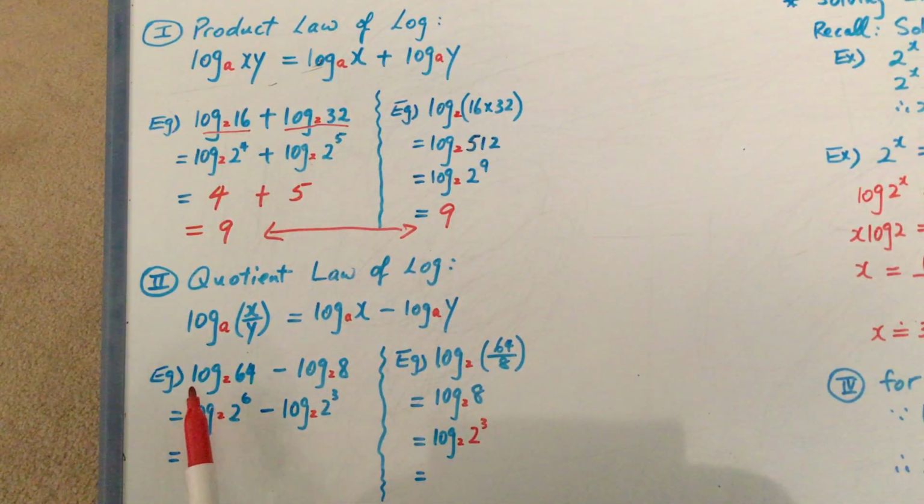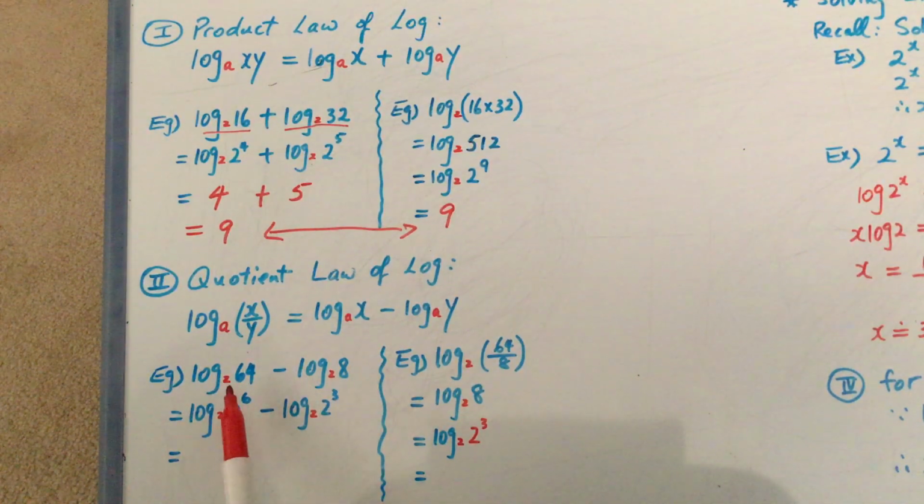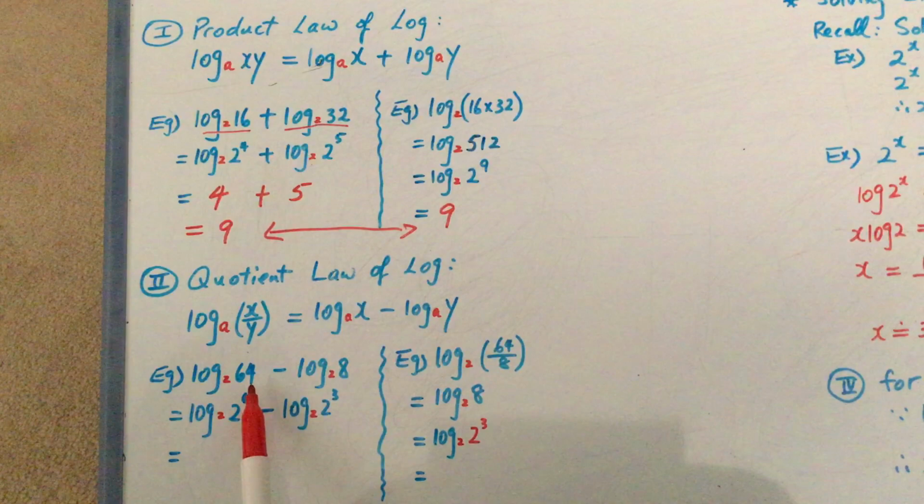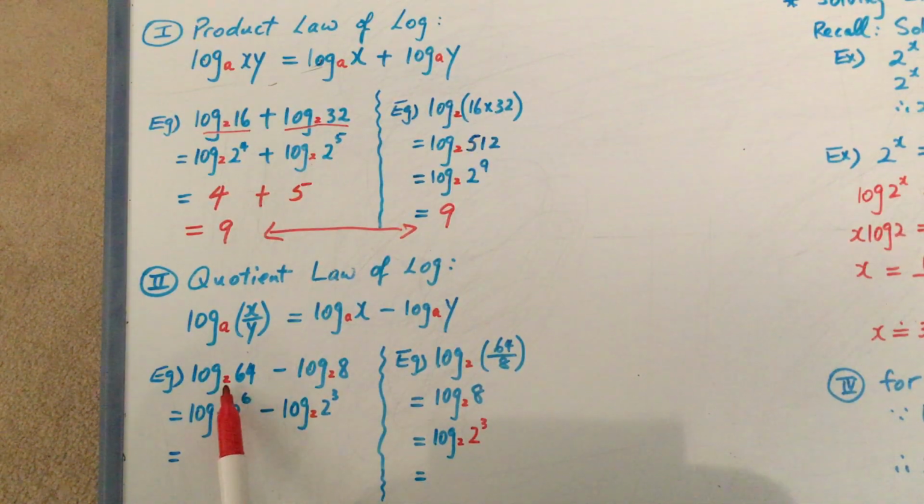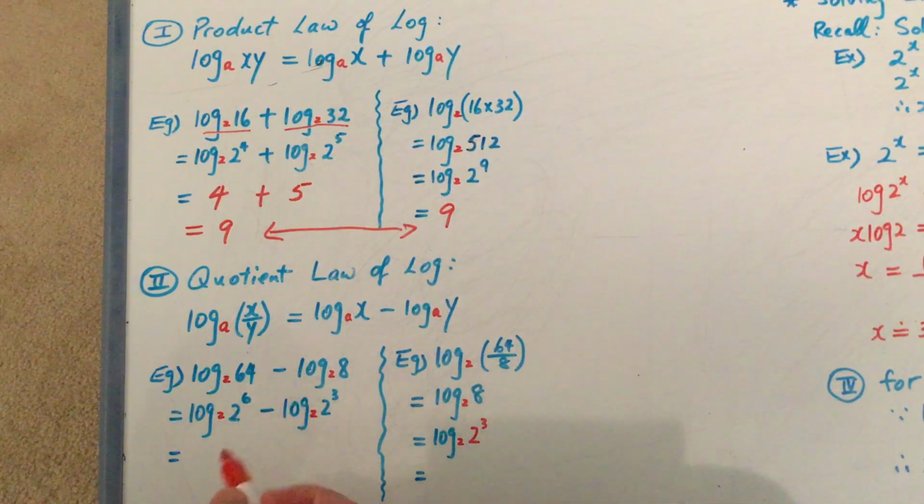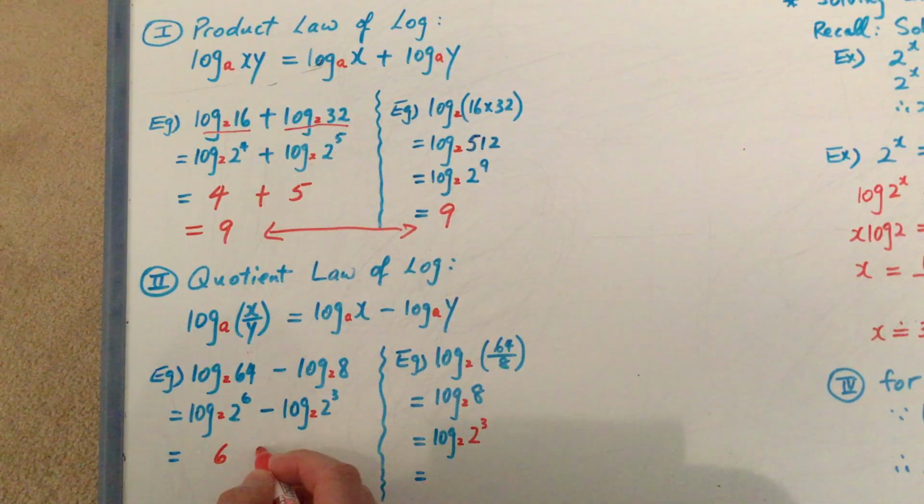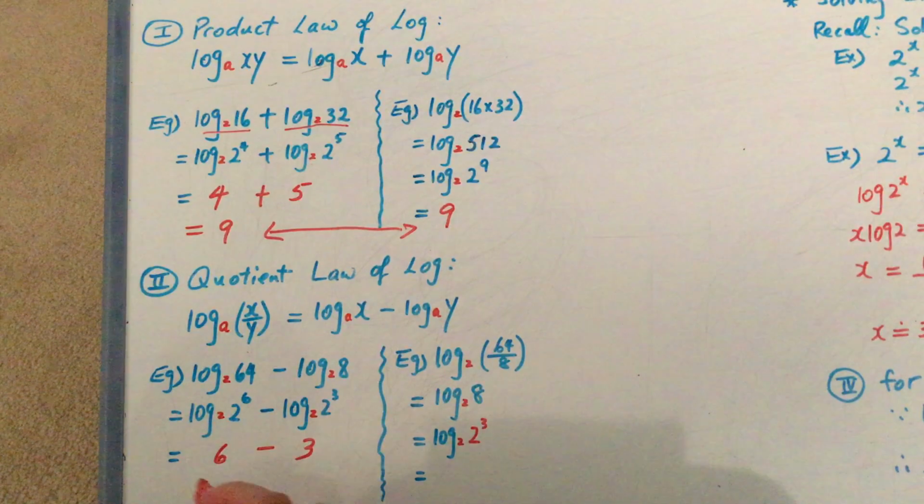Similar example, if you have log 2 of 64 minus log 2 of 8, I can easily turn the 64 into the same base 2, so this is going to give you log 2 of 2 to the power of 6, and log 2 of 8, you can turn this into log 2 of 2 to the power of 3. And according to the facts that we know, the first term is going to be equal to 6, and the other one is going to be equal to 3, so the answer is going to be equal to 3.